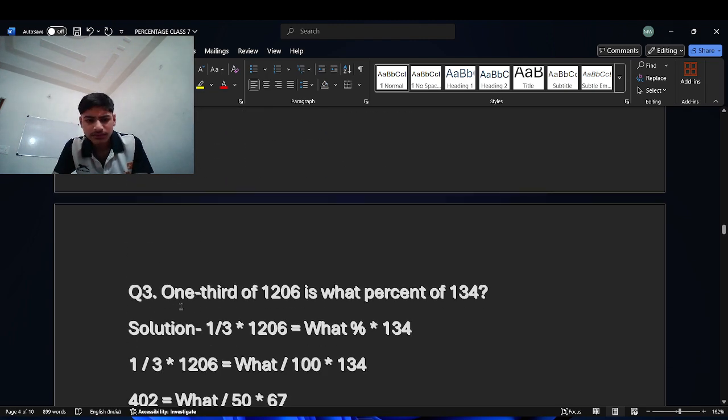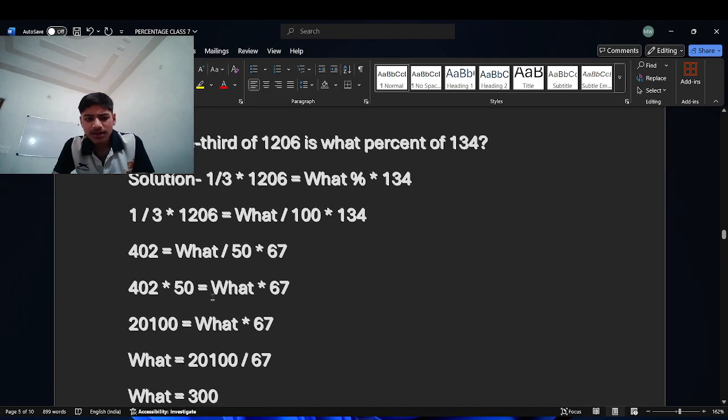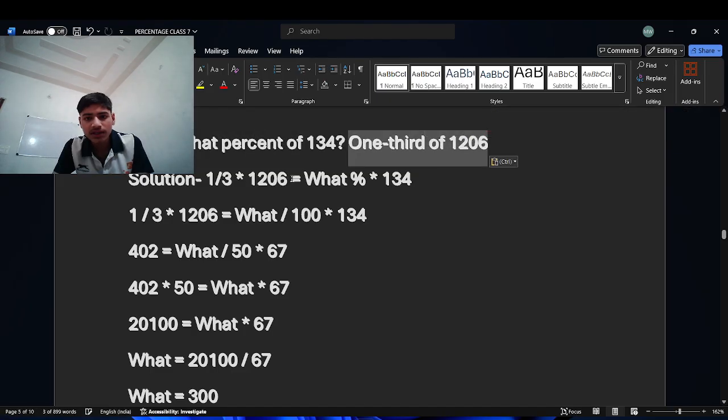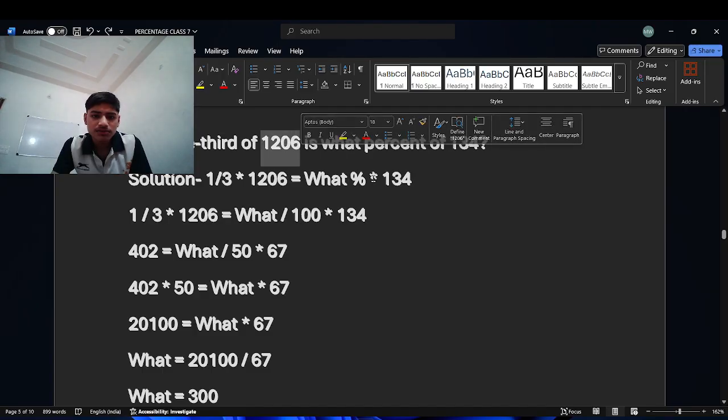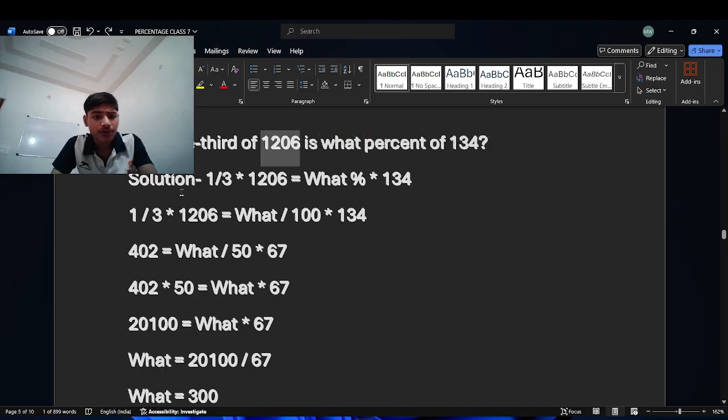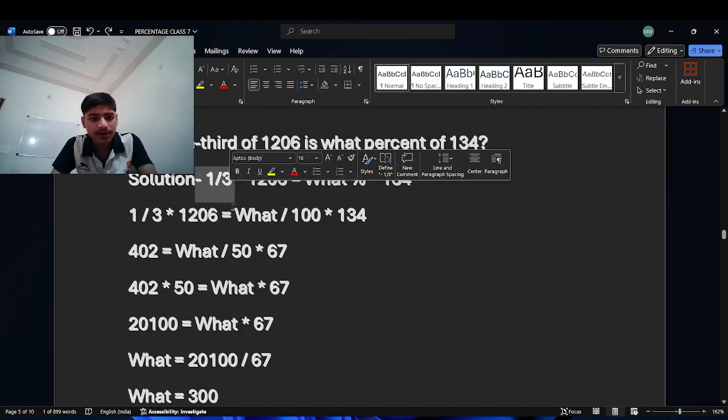Okay. Question number 3. 1/3 of 1206 is what percent of 134? Here, 1/3 we can write as 1 by 3.